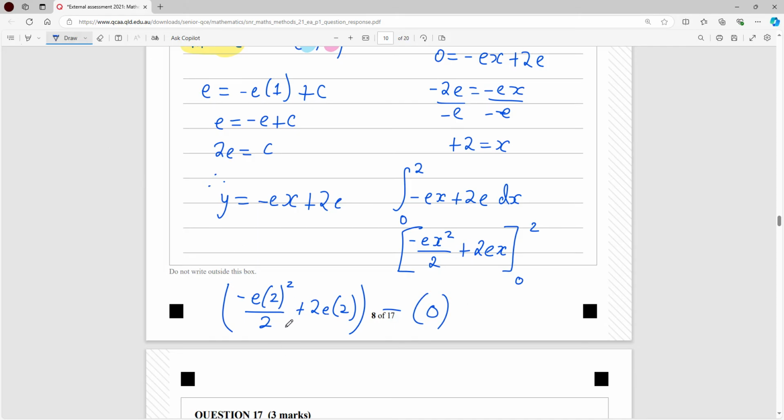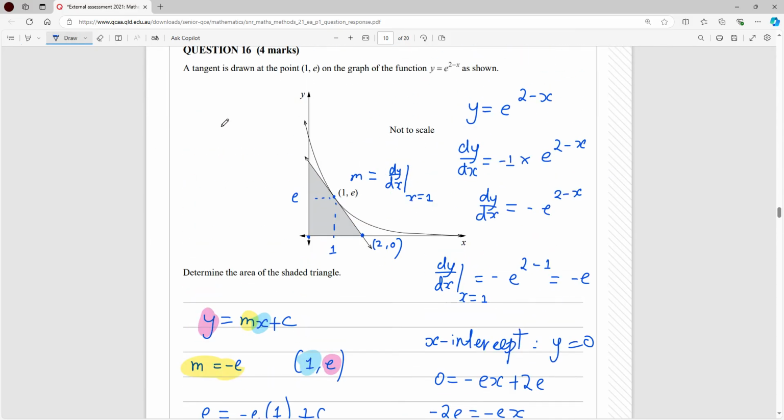Now we can simplify this. 2 squared divided by 2 is just going to be 2, so we have a negative 2e there. Then we're going to have a positive 4e. So adding those two together, we get positive 2e. So the area under this curve, the area is 2e, and I'll just say units squared, okay?